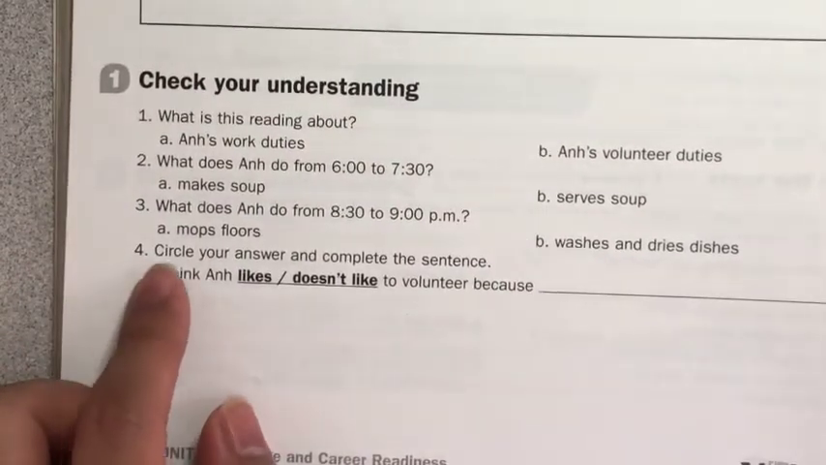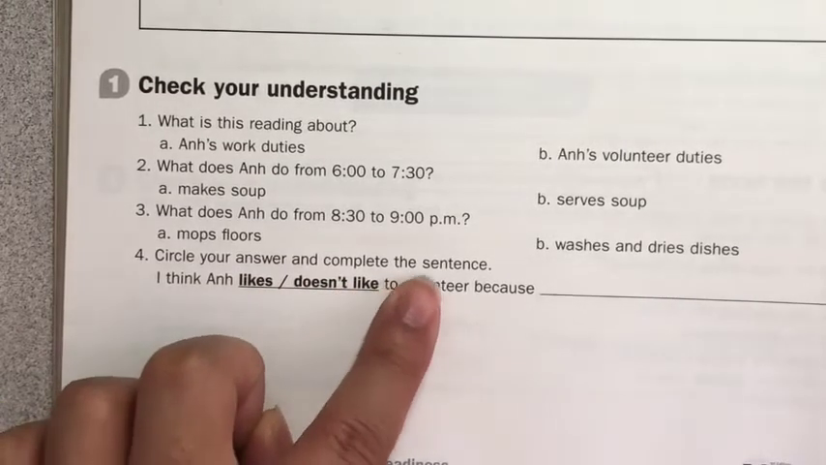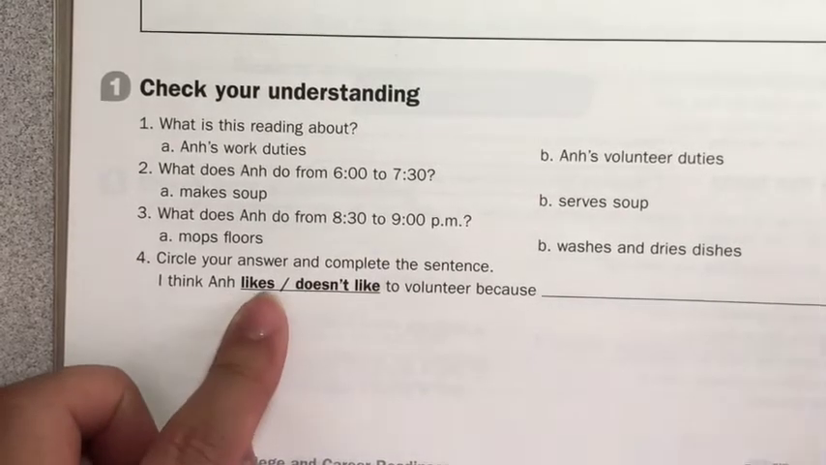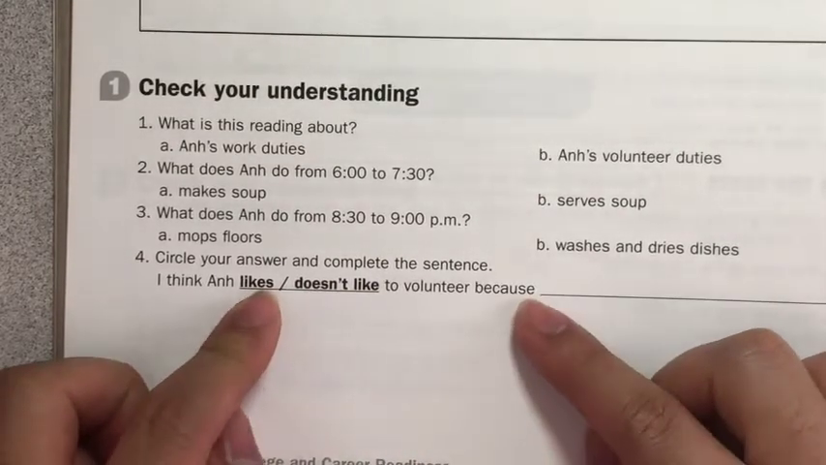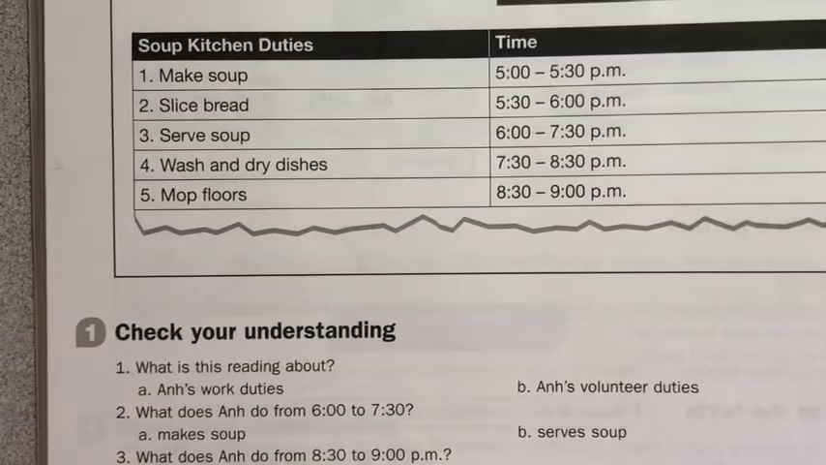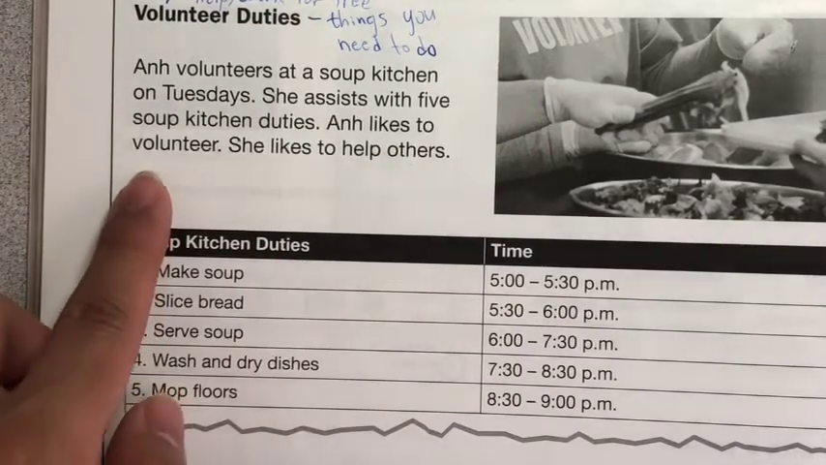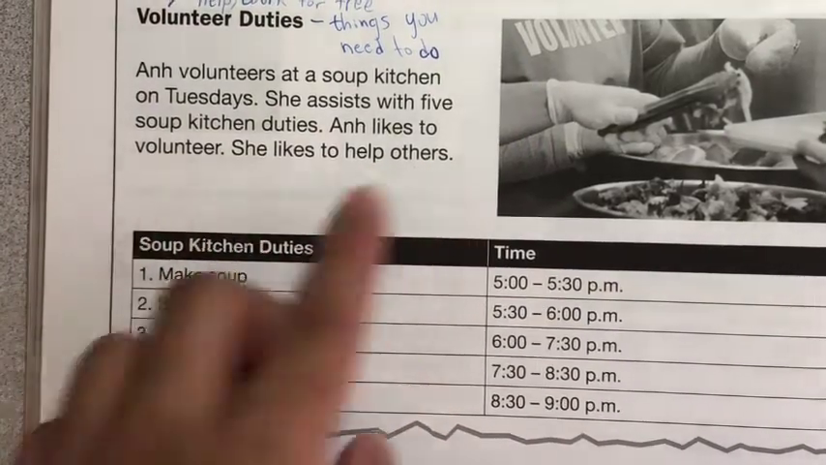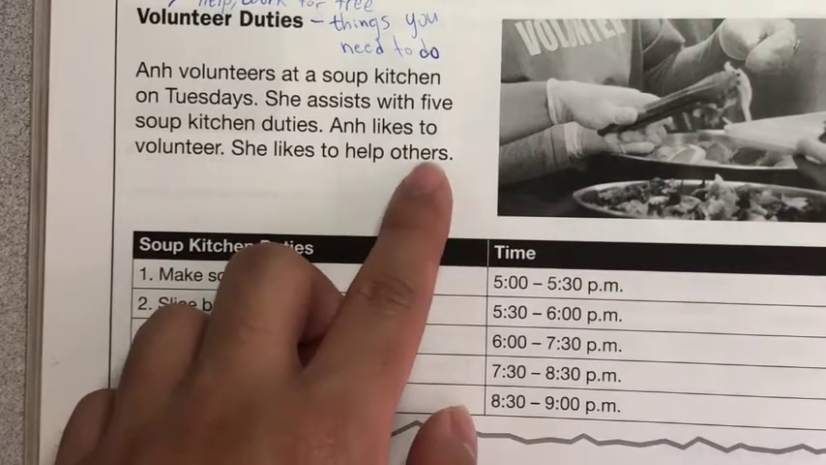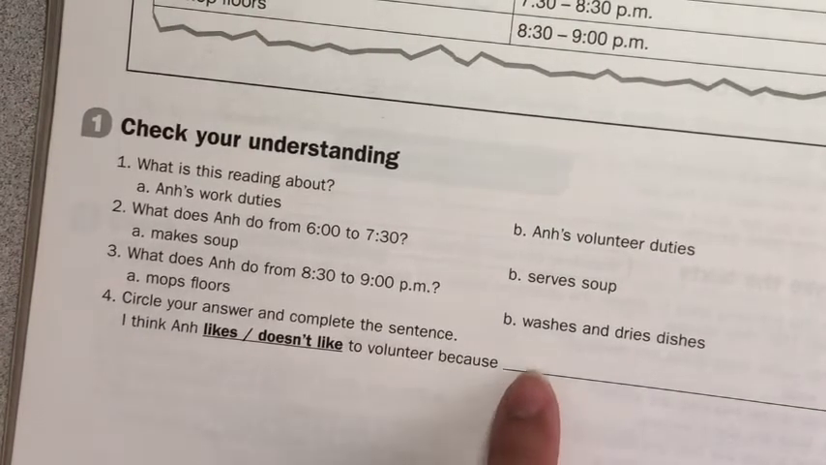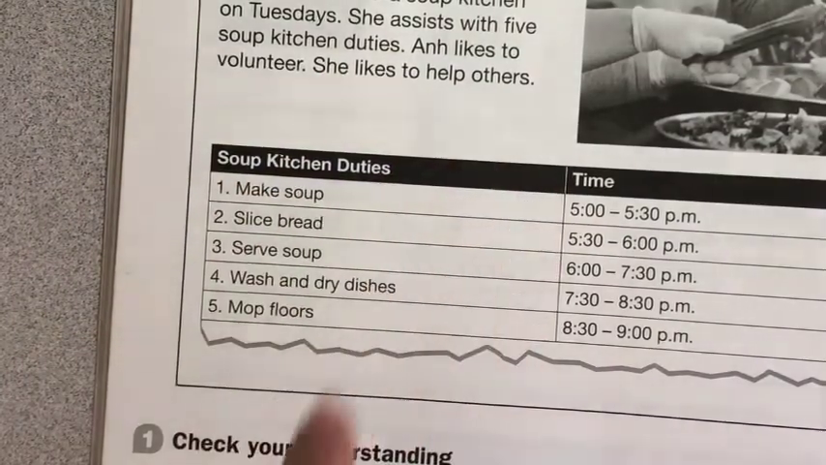And then number 4, circle your answer and complete the sentence. Complete means finish. I think Anne likes or doesn't like to volunteer. Well, in the paragraph, it says Anne likes to volunteer. She likes to help others. Others means other people. She likes to help people. So I think Anne likes to volunteer because she likes to help people. She likes to help others.